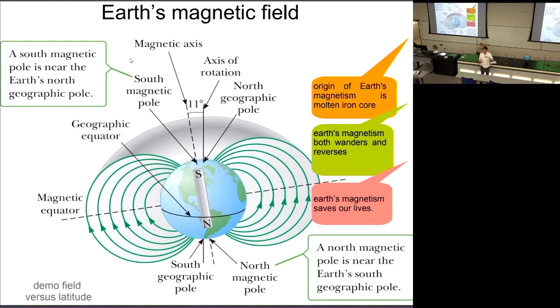And actually, over very long time scales, tens of thousands, hundreds of thousands, millions of years, the magnetic poles have even reversed. So if we went back a million years ago, the magnetic North Pole was actually at the geographic North Pole, and the magnetic South Pole was actually at the geographic South Pole. So the magnetism of the Earth, when you look at it in detail, is quite complicated. It is wandering around. It is flipping backwards and forwards on large timescales.